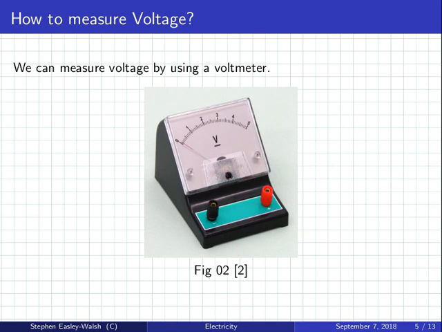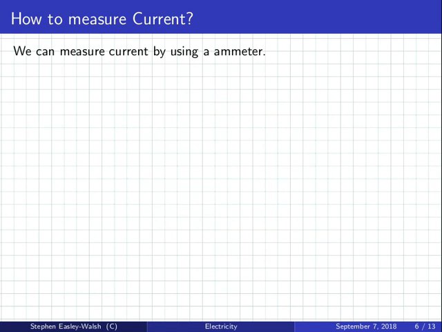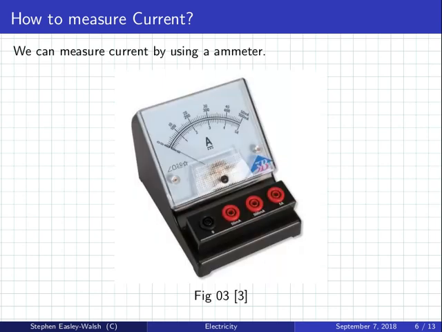How can we measure current? What could we use to measure current? That's it, yes. An ammeter. So we can measure current by using an ammeter. What do you think an ammeter looks like? It looks like this. So this is how we measure current. Okay, we can measure current by using an ammeter.